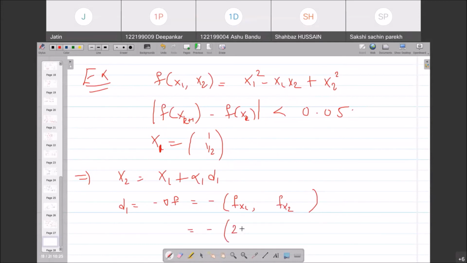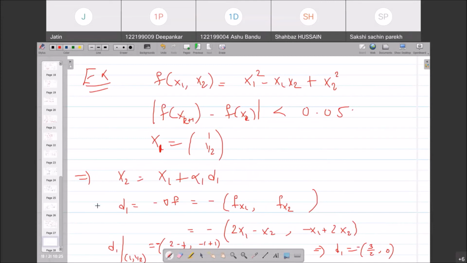What is f with respect to x1? 2x1 minus x2. And what is f with respect to x2? Minus x1 plus 2x2. So what is grad f at 1 comma half? Minus of 2 minus 1 by 2 comma minus 1 plus 1, and this implies that your d1 at the point comes out to be minus of 3 by 2 comma 0.